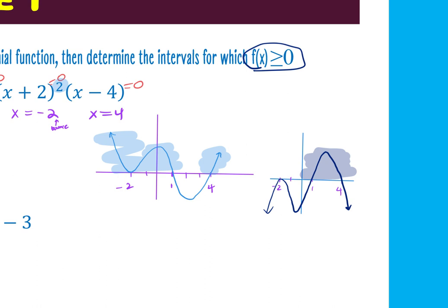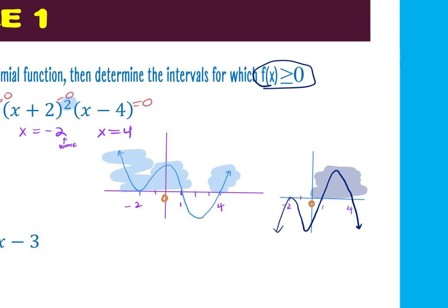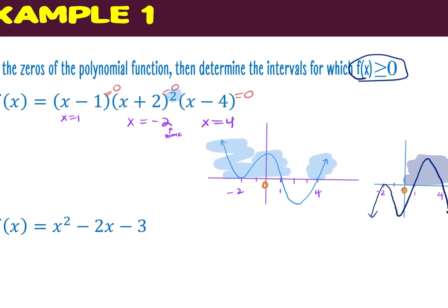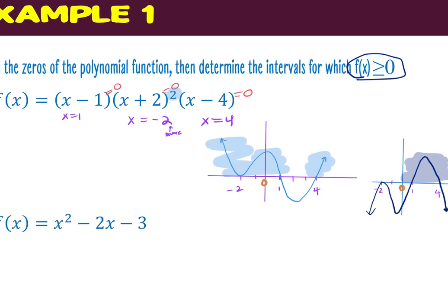But instead of plugging in -3, let's plug in something easy like 0. 0 is one that would help me with this, okay? As long as 0 is not a zero of the function, then I would say always plug in 0. So if I plug in 0, my goal is to see is the result positive or negative. If it's positive, I know it's the one on the left. If it's negative, it's the one on the right. So if I plug in 0, I get 0 minus 1 times 0 plus 2 squared times 0 minus 4. And I get -1, 2 squared, -4.